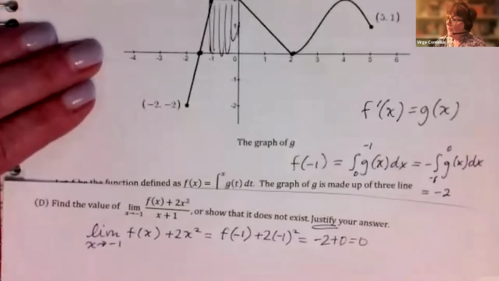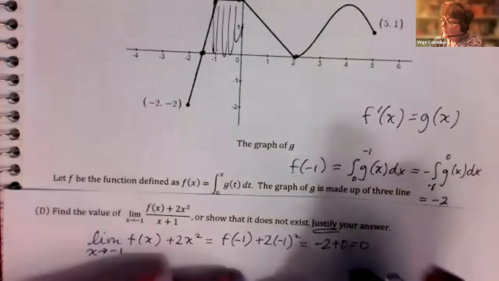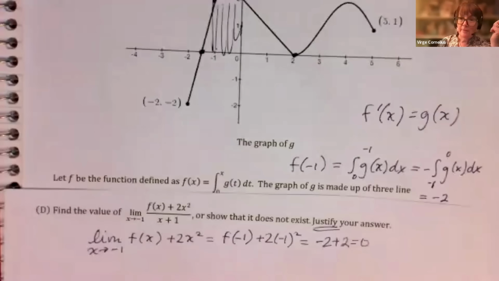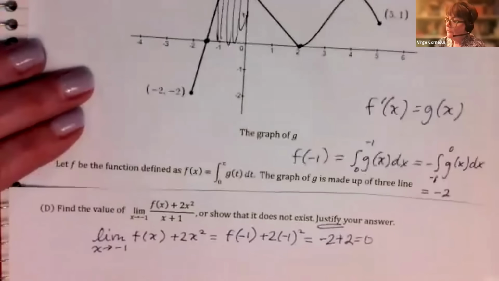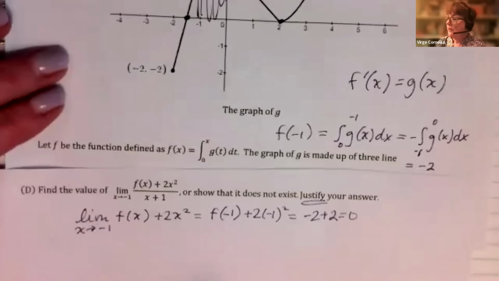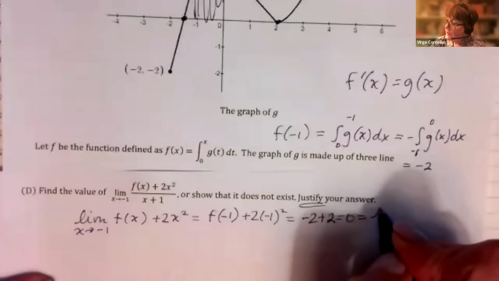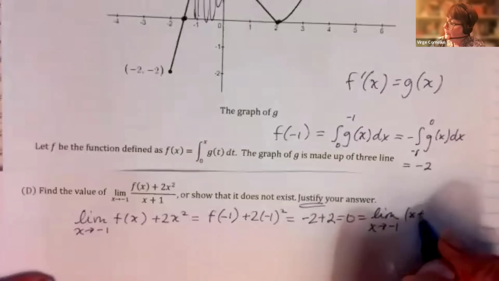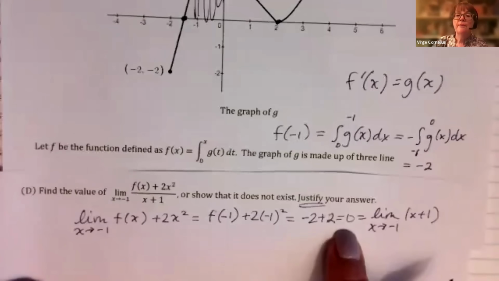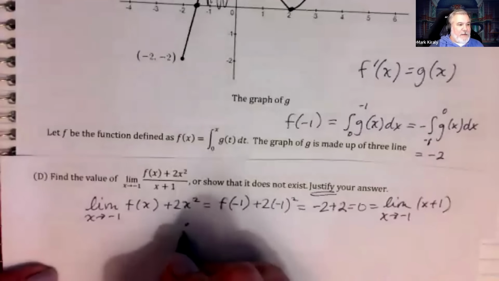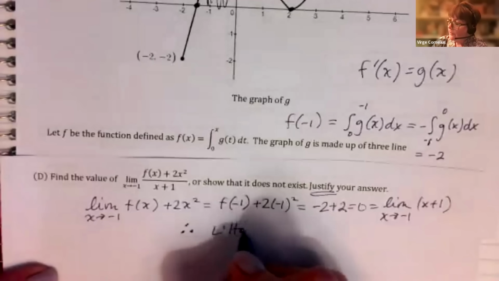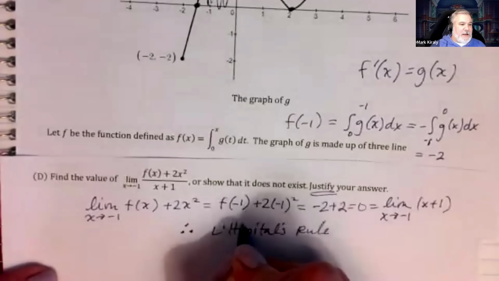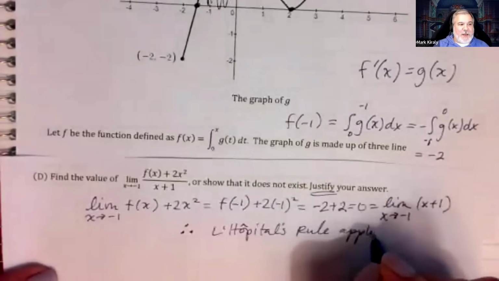All that to say that I still do need to check my denominator, and I've kind of run out of room to do my zero sandwich, but I'm going to try and squeeze it in. I know, by inspection, that the limit as x approaches -1 of x plus 1 is also equal to 0. So therefore, L'Hopital's rule applies.